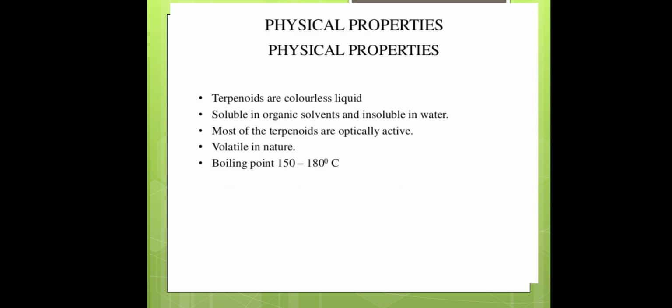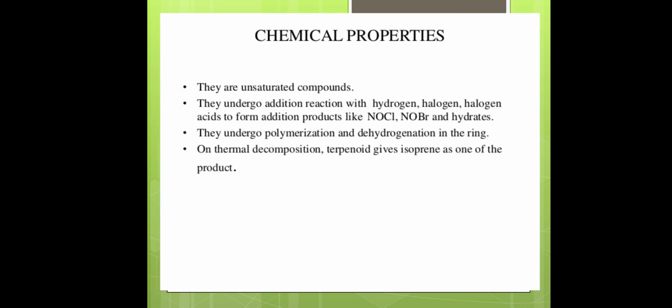Then see here the physical properties. Terpenoids are colorless liquids that are soluble in organic solvents and insoluble in water. Most of the terpenoids are optically active. The terpenoids are volatile in nature. As for the physical constants, the boiling point of terpenoids is in the range of 150 to 180 degrees Celsius.